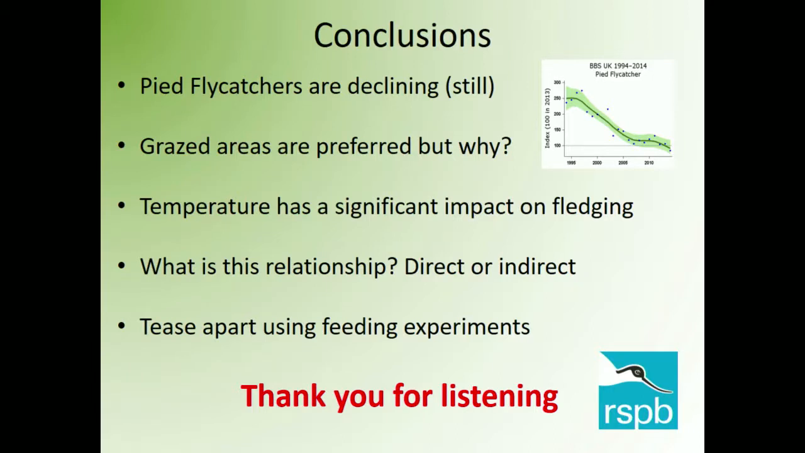So there may be other metrics where the adults are in a better condition, but that doesn't necessarily translate to productivity, especially when productivity does tend to be quite high anyway. So in a good woodland, whether it's grazed or ungrazed, there does tend to be a very good rate of productivity in the first place.